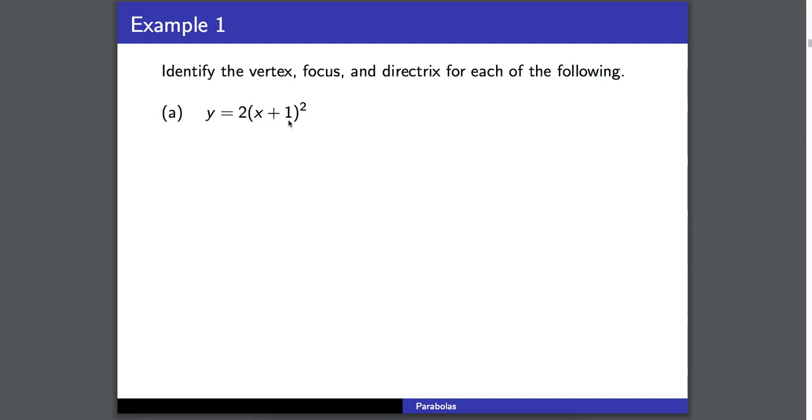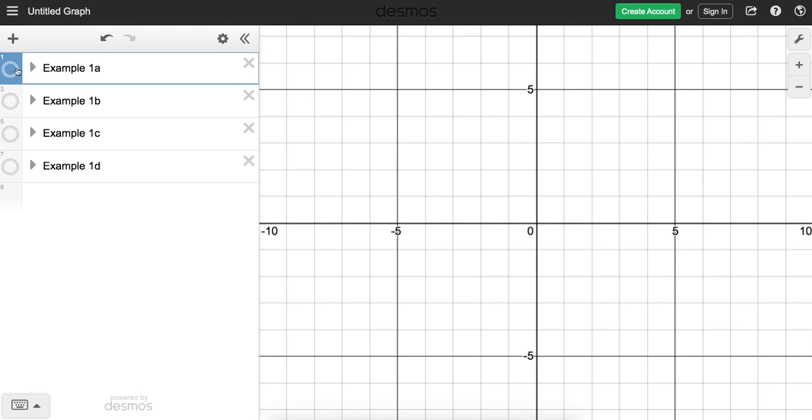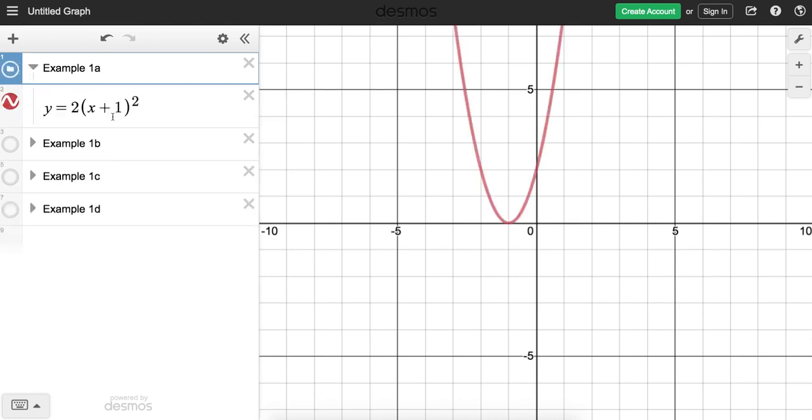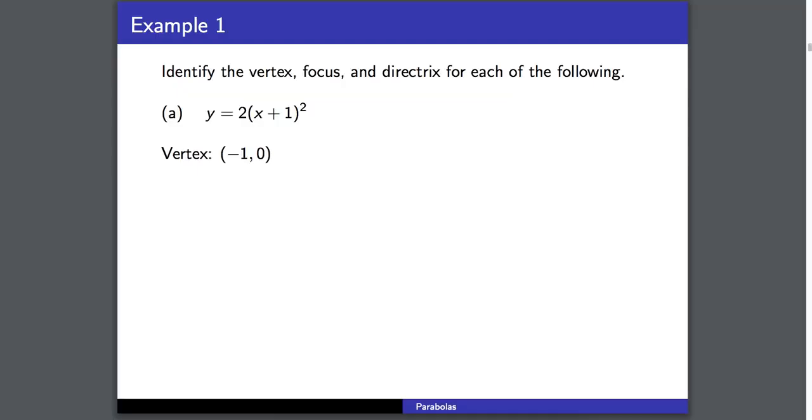So our vertex would be the opposite. The h is whatever the opposite of the value paired up with the x in parentheses is, and then k is whatever else is added at the end. So our vertex would be negative 1, 0, which in this case, we can graph as well. And here's our graph of 2 times (x plus 1) squared. And notice our vertex also from the graph is negative 1, 0.